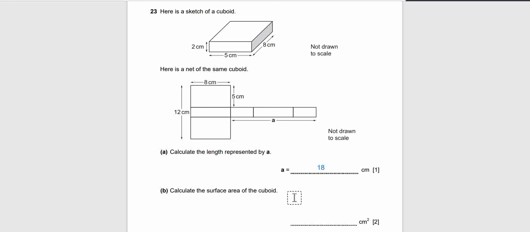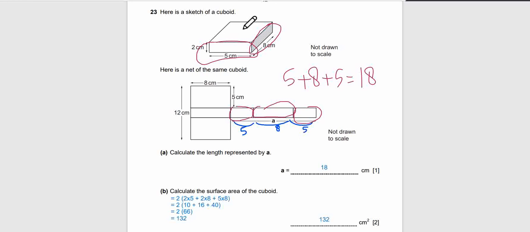Let's check out the answer, guys. If we are not finished, you may pause this video. So we have the answer, 132. How do we get that? It's 2 times 5 times 5, plus 2 times 8, plus 8 times 5. 8 times 5, 5 times 8.